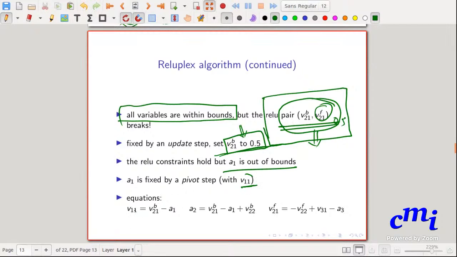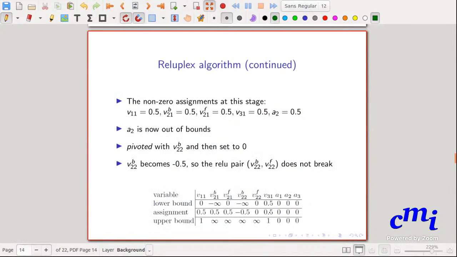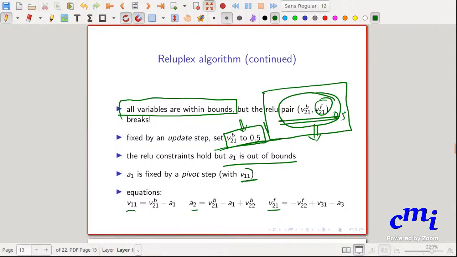Okay. And now the equations change. Your V11 comes on the left, A1 comes on the right. So now the basic variables are V11, A2, and V21 forward. So the non-zero assignments at this stage are what? V11 gets 0.5, V21 backward gets 0.5, because this was done to fix the ReLU. V21 forward was 0.5. The output was half, and A2 of course is half, but A2 is out of bounds now.